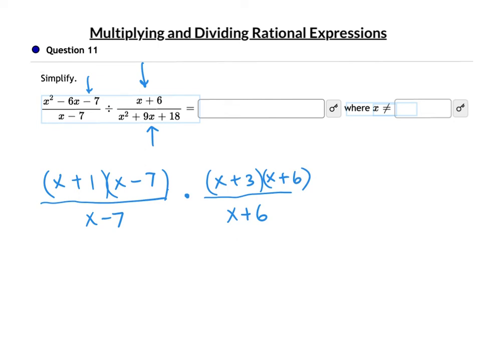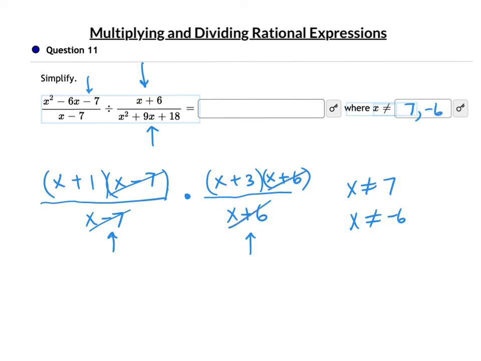Now I can cancel as long as there's anything in the numerator and denominator that cancels. They can be diagonal, they can be straight up above one another. They just have to be in the numerator and denominator. These two would cancel, but be aware x cannot be 7 because 7 minus 7 is 0. That is a restriction. And here, x cannot be negative 6. So that's another one. And those cancel.